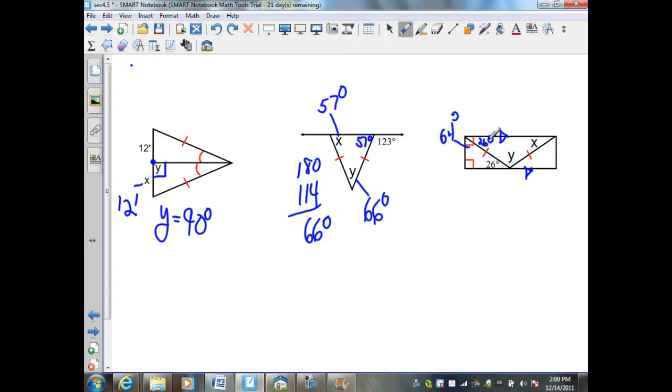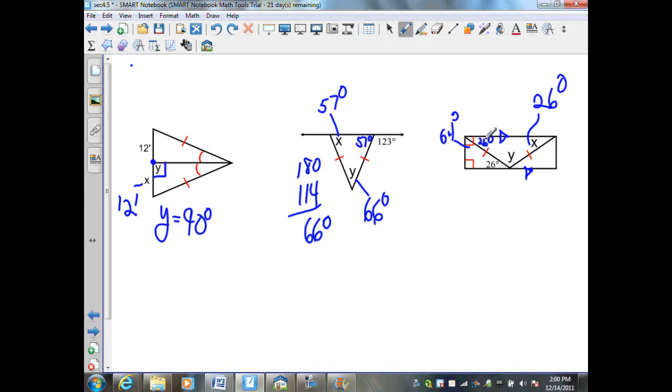Once I find this acute angle in this triangle, I know that this is an isosceles triangle. By the isosceles triangle theorem, I can simply state that if two sides of a triangle are congruent, the angles opposite them also are congruent. Therefore, x would be 26 degrees.